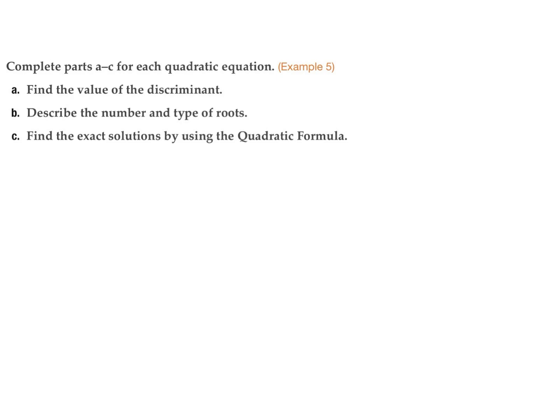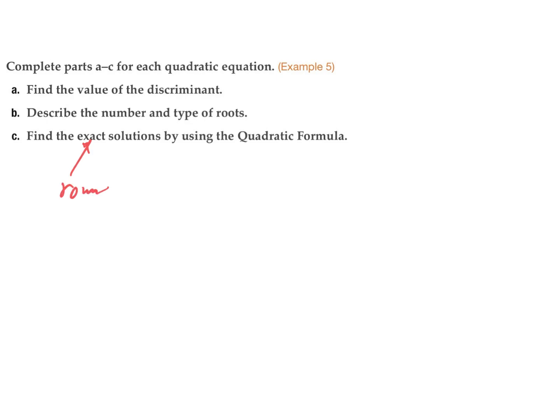So when you get to problems like this in your homework, I want you to notice something. Part A says, find the value of the discriminant. We've just been doing that on the last page. We did that. And then part B says, describe the number and types of roots. We've been doing that too. So those first two steps that we did for the last two problems are on our way to doing part C, find the exact solutions. Now, I know it says exact, okay? It's not going to always be exact.